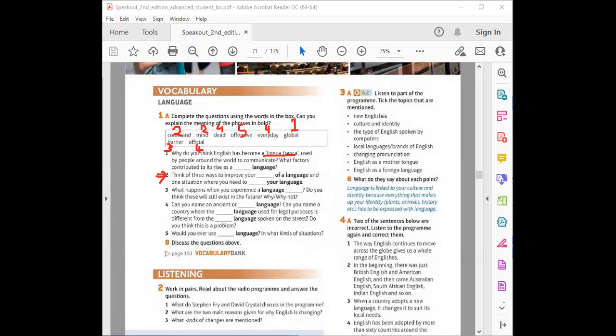So what do you think about these statements? We start from the first one. Why do you think English has become a lingua franca used by people around the world to communicate? And what factors contribute to its rise as a global language? What do you think, guys? Do you have any answers for this question? Can I start? Yes, please.